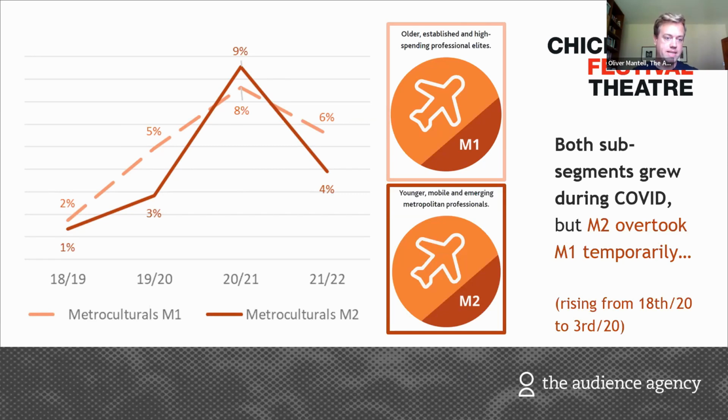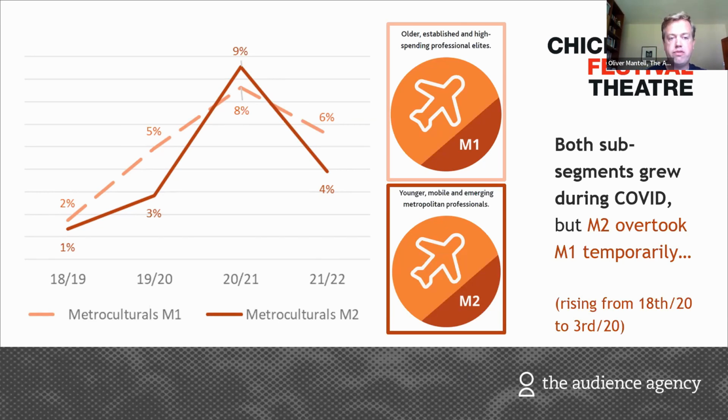And that indeed was the case before. So roughly double the proportion of the attenders were from M1 than M2. And both of these groups grew during COVID. So they both went up, they both followed the same kind of pattern. They're both highly engaged, they're both urban, makes sense. But notably, the M2 group grew faster.